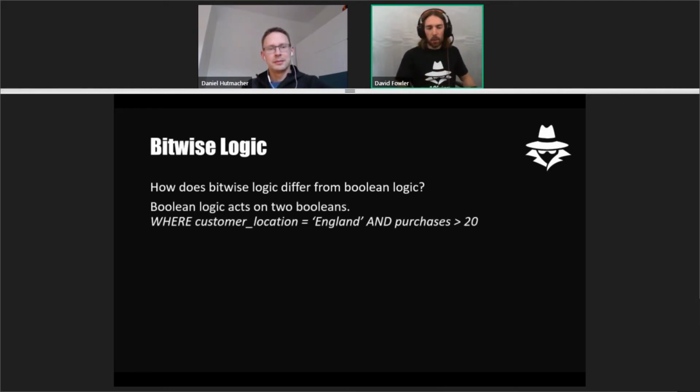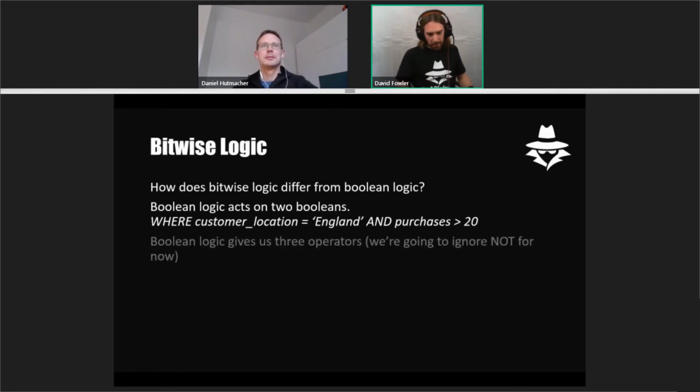So if we take a look at that example where clause, where customer location equals England and purchases greater than 20, we can see there we have 2 Boolean values. Customer location equals England is going to be true or false. It's going to be a Boolean value. Purchase greater than 20 is going to be a Boolean value. It's going to be true or false. So those 2 Boolean values, we're applying the Boolean operator AND. That AND, as we all know, is going to look at those 2 Boolean values. It's going to evaluate them, and it's going to give us back a single resultant Boolean value.